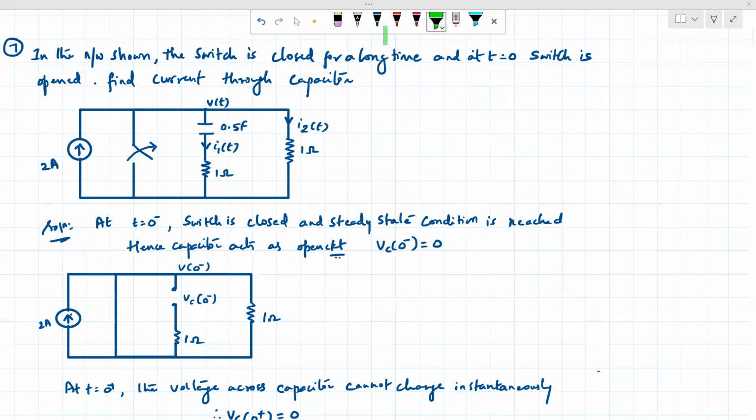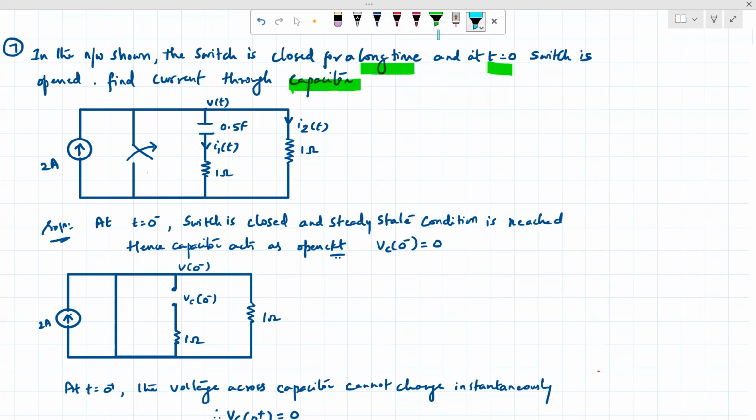Next, we will move on to the next numerical. In the network shown, the switch was closed for a long time and is opened at t equal to 0. Find the current through the capacitor. So this is the circuit. It is open at t equal to 0, which means this was closed before. The switch was closed at t equal to 0 minus.